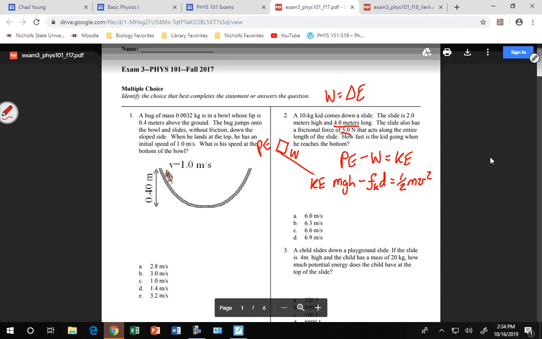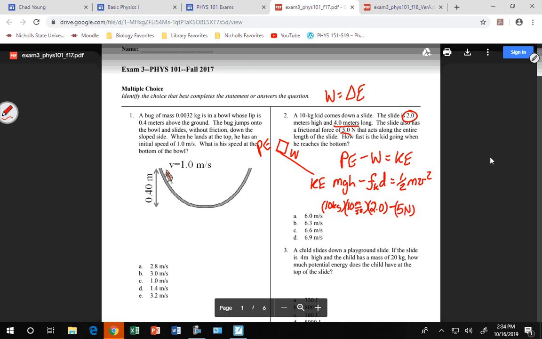I think I know all this, actually. Yeah, everything's given. You have to make sure that you get the right distances and heights. So let's go ahead and put in the numbers. That's a little tricky. mgh: 10 kilograms, that's his mass, times 10 meters per second squared, times h, it's 2 meters high, minus Fk, which is 5 newtons.